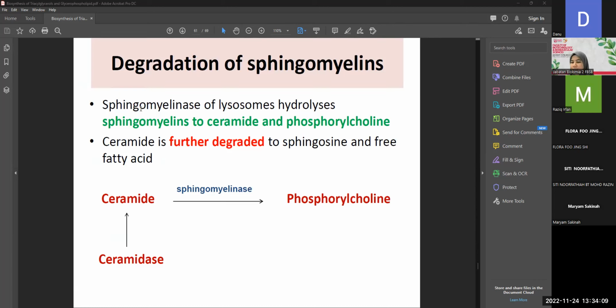How about degradation of sphingomyelin? The enzyme is sphingomyelinase. Sphingomyelinase of the lysosome hydrolyzes sphingomyelin to ceramide and phosphorylcholine. Ceramide can then be further degraded to sphingosine and free fatty acid.